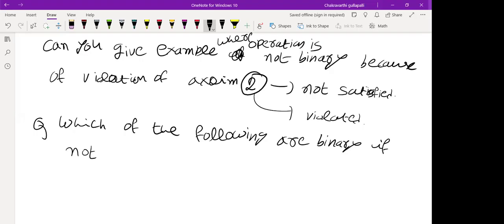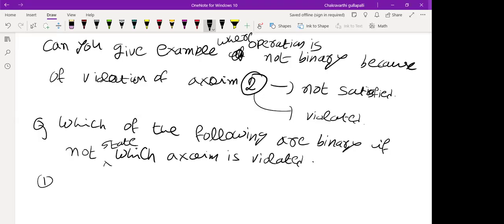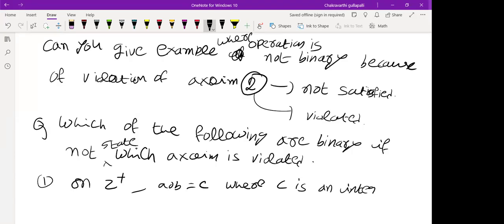Which of the following are binary? If not, state which axiom is violated. I'll give you the first question. On Z plus, A circle B is equal to C, where C is an integer greater than both A and B.